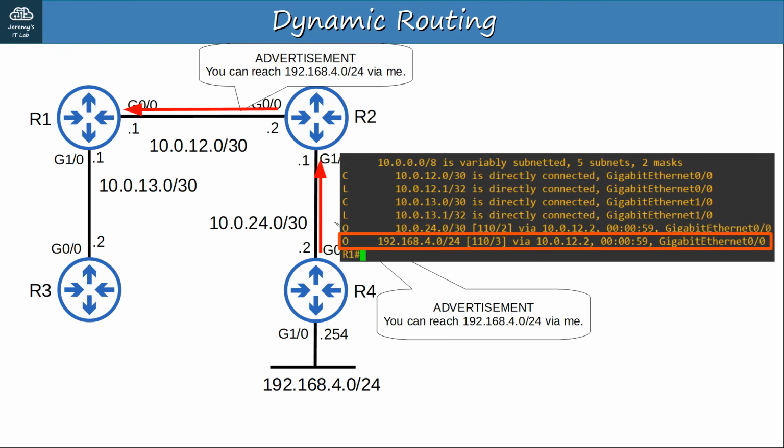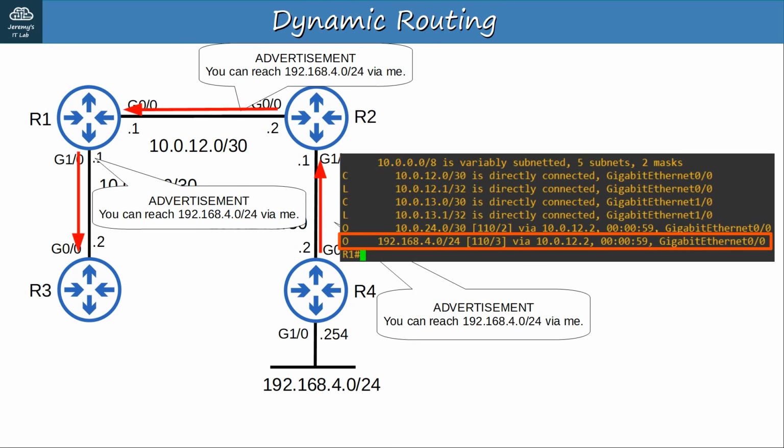Actually, if you look above that route, you can see that R2 also advertised the 10.0.24.0/30 network between R2 and R4 to R1, and R1 added it to its route table. R1 will then in turn advertise to R3, telling R3 that it can reach 192.168.4.0/24 via R1. It will also advertise the 10.0.24.0/30 network that it learned from R2, as well as the 10.0.12.0/30 network between R1 and R2. But we're just focusing on the one network for now.